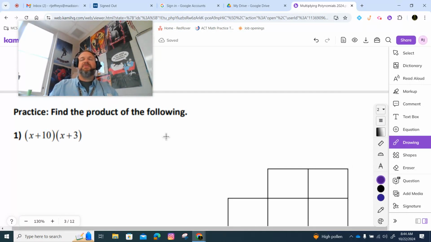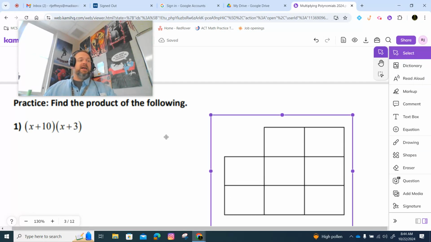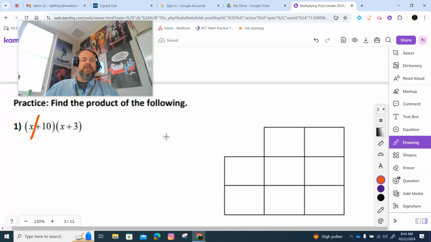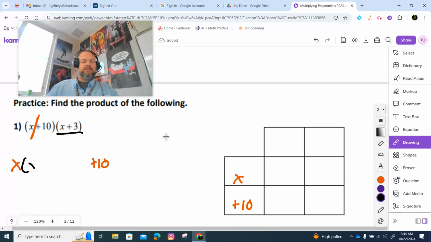All right. So it says find the product. The product is the answer after you multiply two things. Did y'all know that? Okay, good answer. All right. So I'm going to set them up both ways. I'm not going to work them out both ways. I'm going to set them up both ways. So I'm going to cut this right here. I'm also going to write this like this. I'm going to copy this twice.